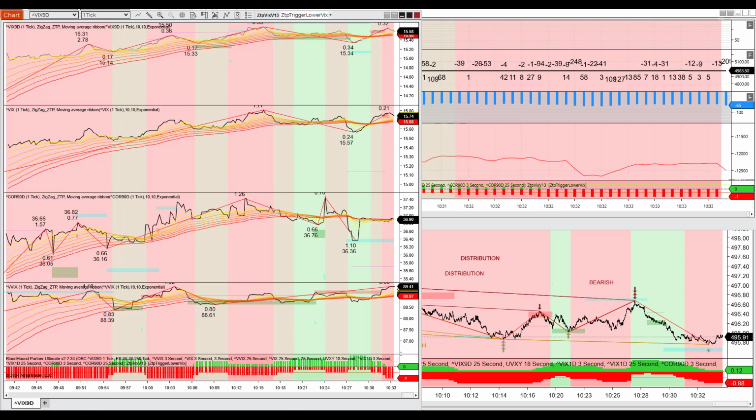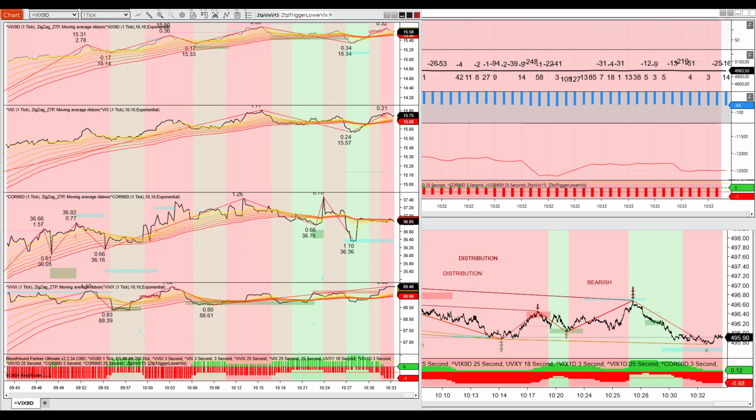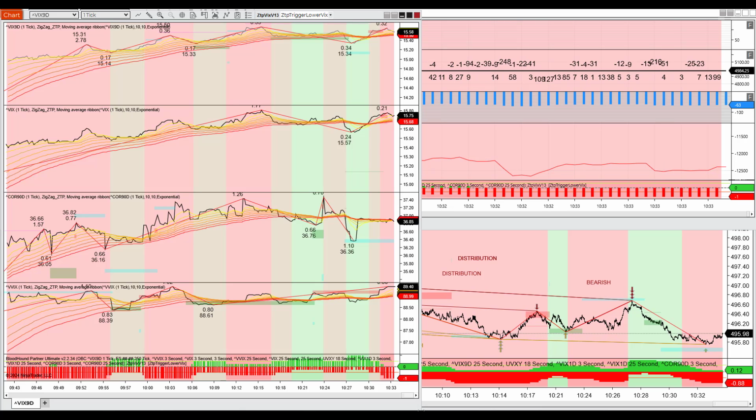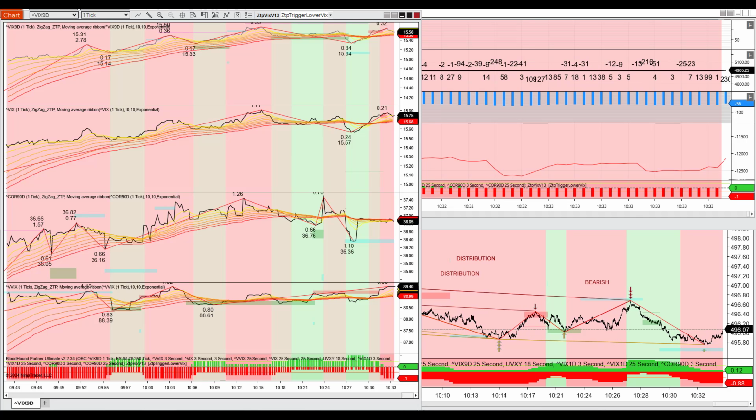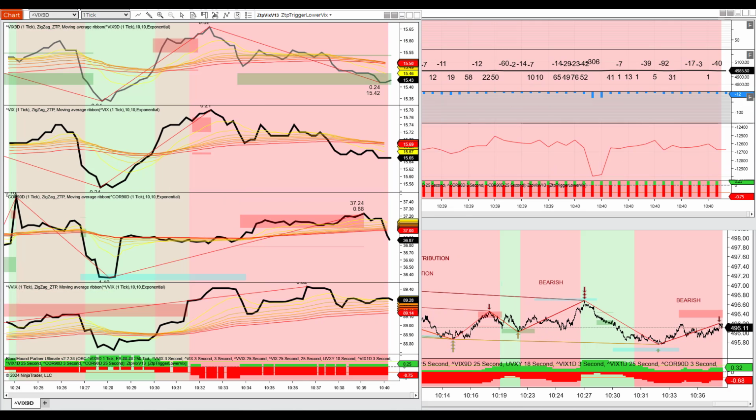You can see how once the bottom was put in, there's just way more delta strength buy than there is delta strength to sell. And now the VIXs have both started moving down. And we've now got a low being put in.